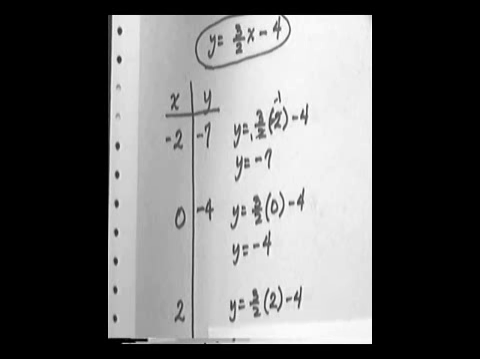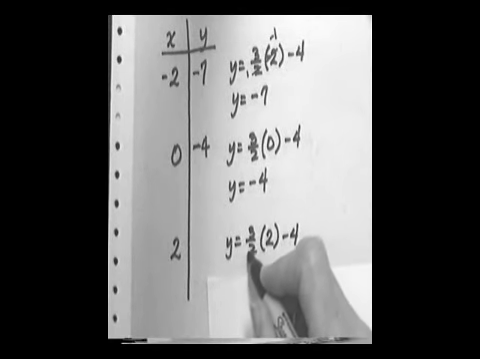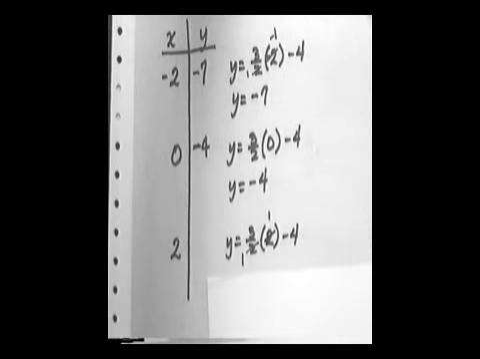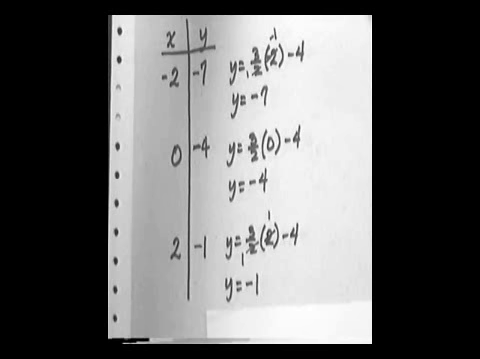Last, we'll fill in 2. Y equals 3/2 times 2, subtract 4. The 2's cancel. And this gives us y equals 3 times 1, subtract 4, which is y equals 3, subtract 4, which is negative 1. And our ordered pair is 2, negative 1. So the 3 ordered pairs are negative 2, negative 7, 0, negative 4, and 2, negative 1. Now let's put them on the graph.